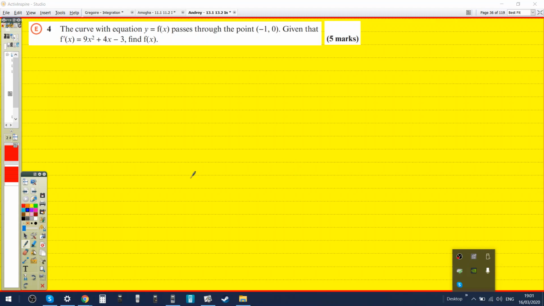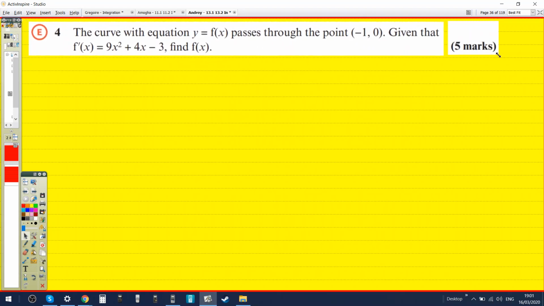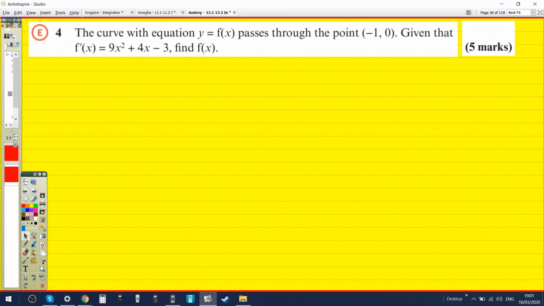4x minus 3. And then that would be 3x cubed plus 2x squared minus 3x plus c.